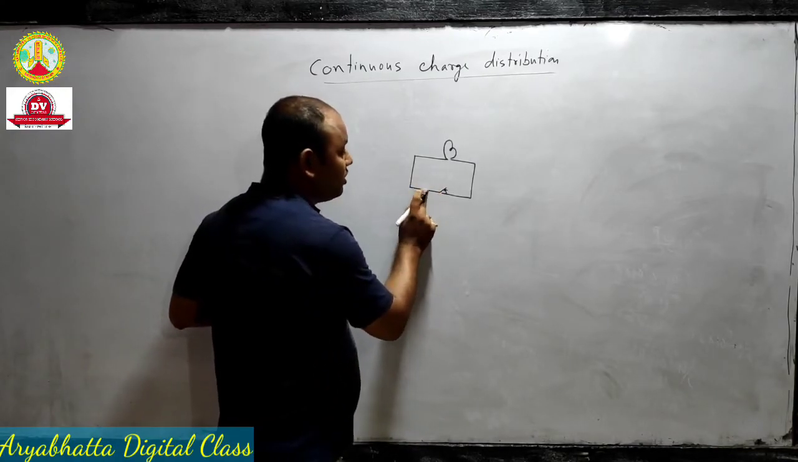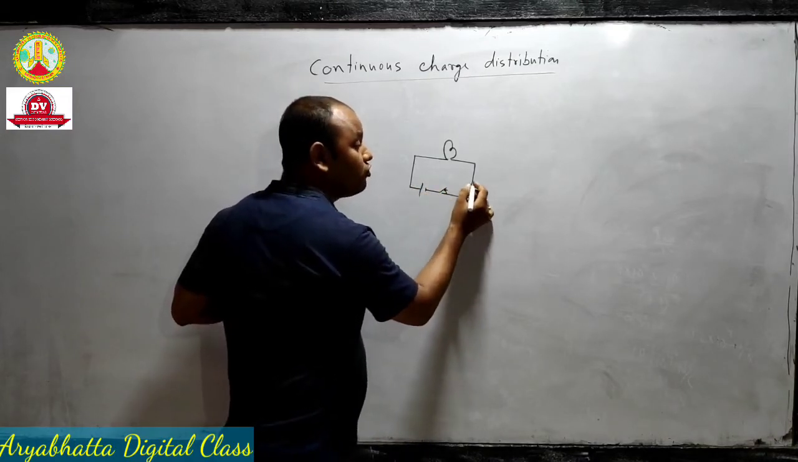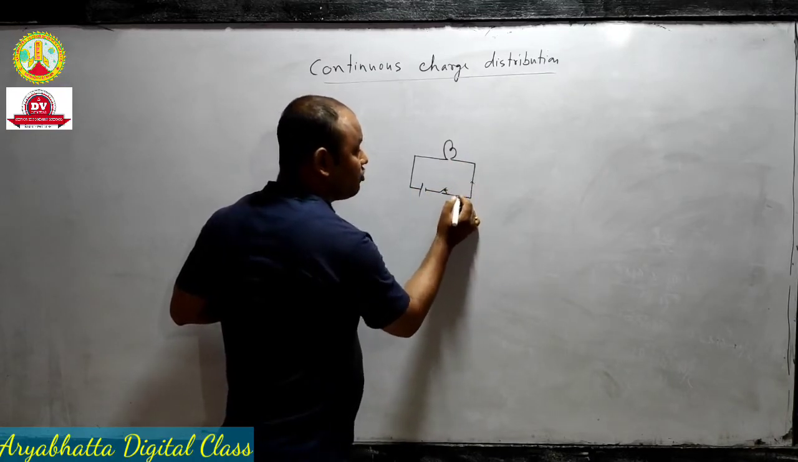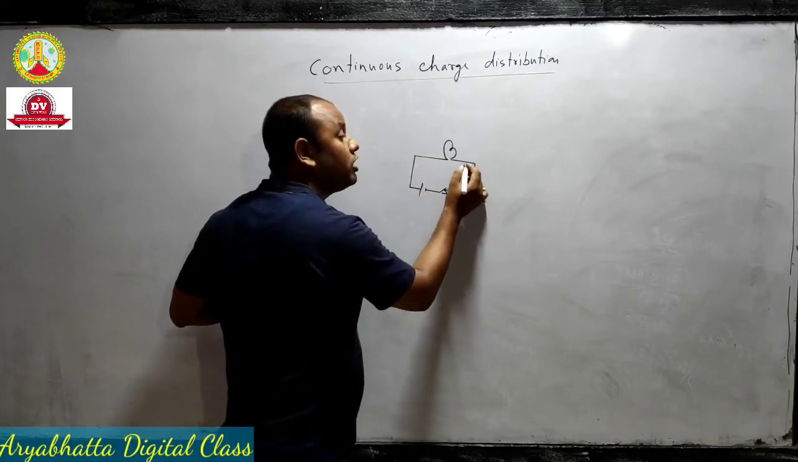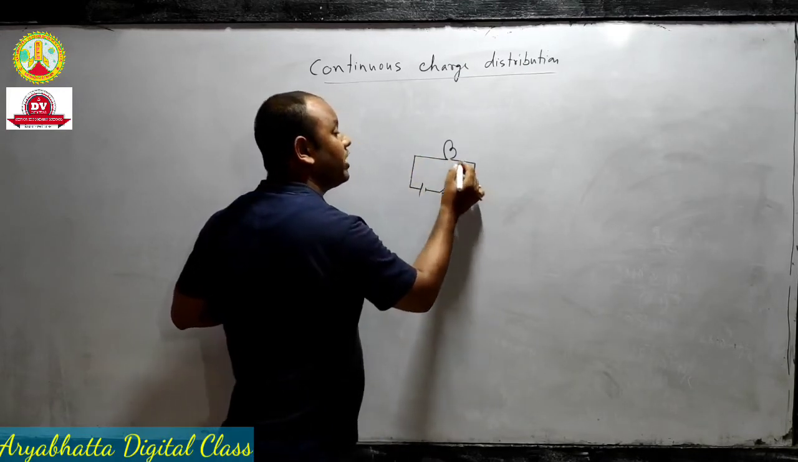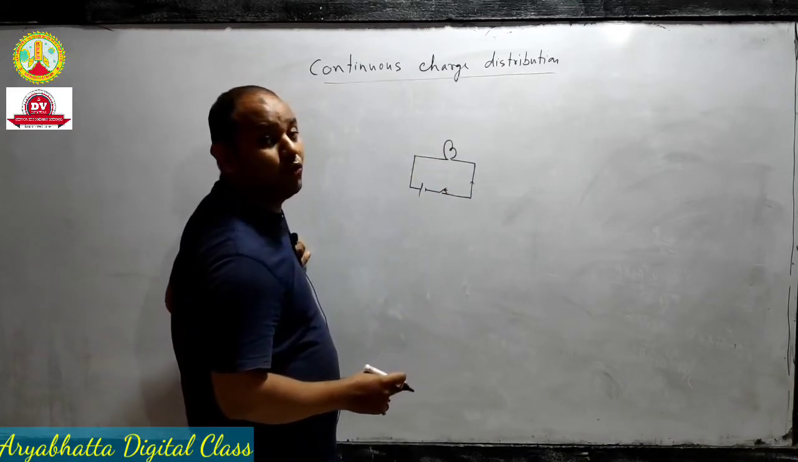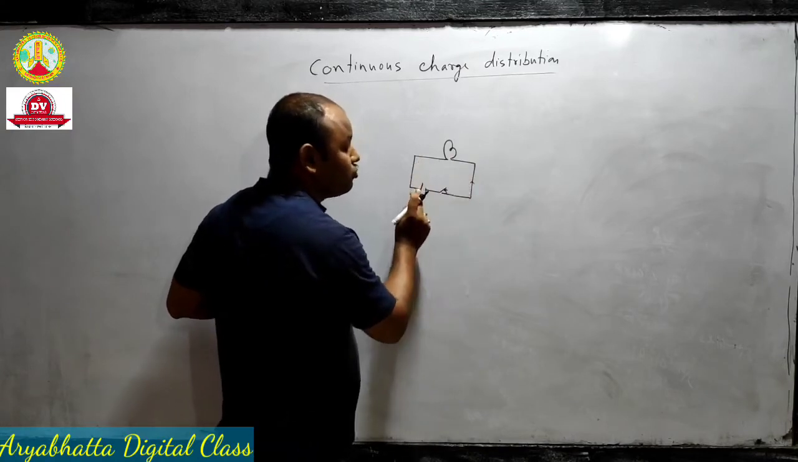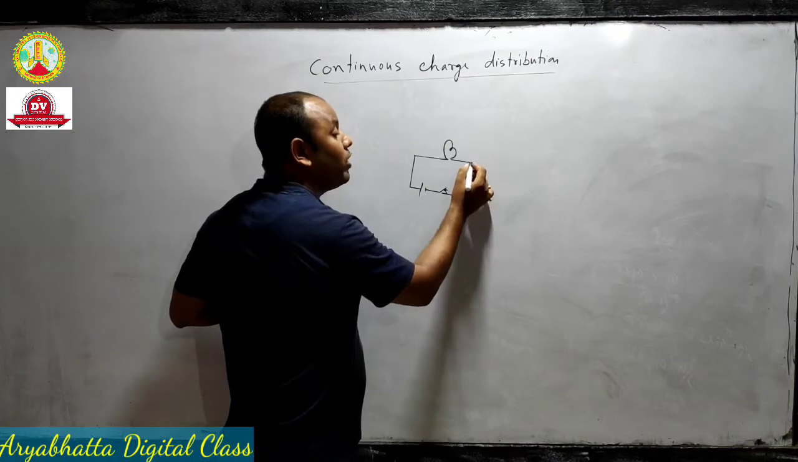When the switch is closed, what happens? Suppose this is a battery. The electrons will flow through this conducting wire. The electrons will continuously flow through this conducting wire, for which the bulb will continuously glow. Through this conducting wire, the electrons are continuously flowing.